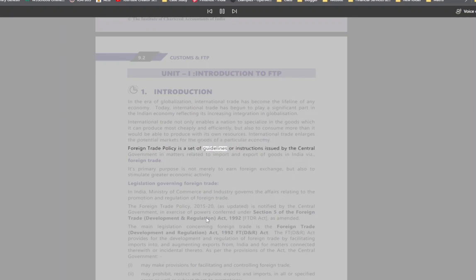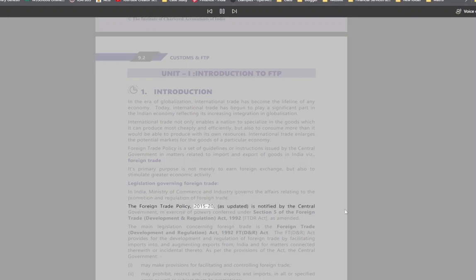Foreign trade policy is a set of guidelines or instructions issued by the central government in matters related to import and export of goods in India, viz., foreign trade. Its primary purpose is not merely to earn foreign exchange, but also to stimulate greater economic activity. Legislation governing foreign trade. In India, the Ministry of Commerce and Industry governs the affairs relating to the promotion and regulation of foreign trade.